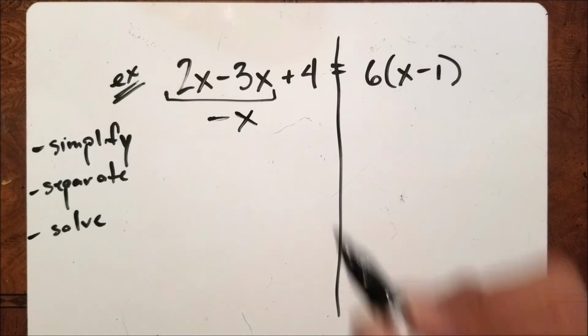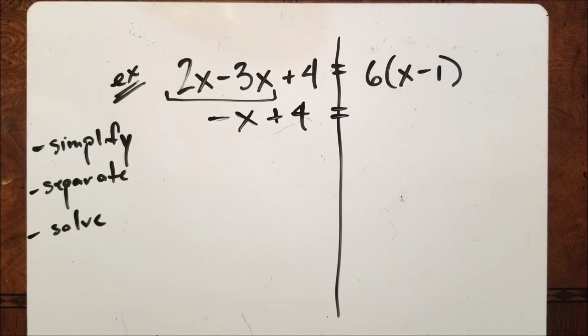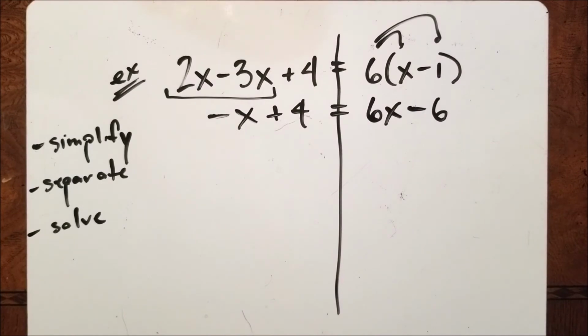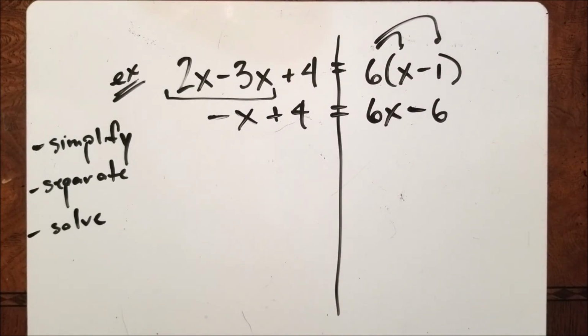Very, very nice. Now, we still have our plus 4, and I am going to go ahead and distribute my 6 through these parentheses also. 6 times x is very nice, and 6 times negative 1 is good. Okay. All right. Very, very nice. Moving right along. We need to separate now. I need to get all of my x's on one side of the equation and all of my numbers without x's on the other side of the equation.